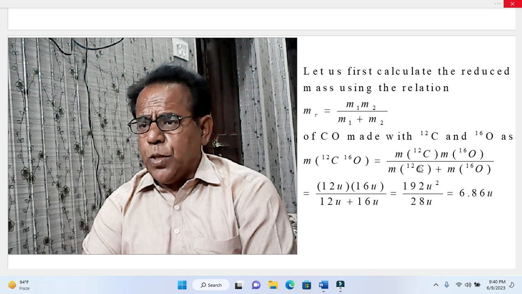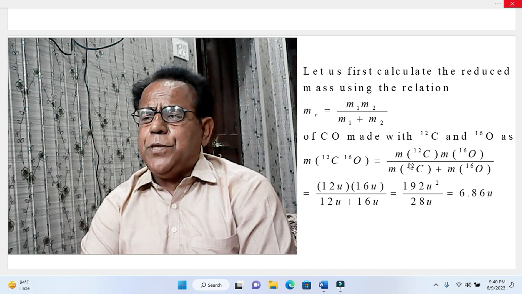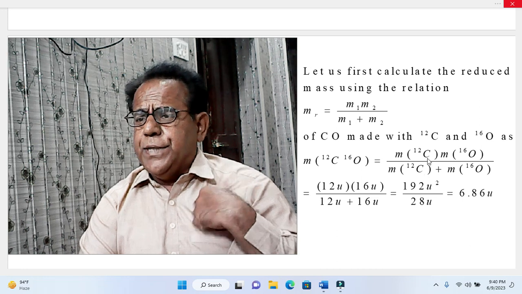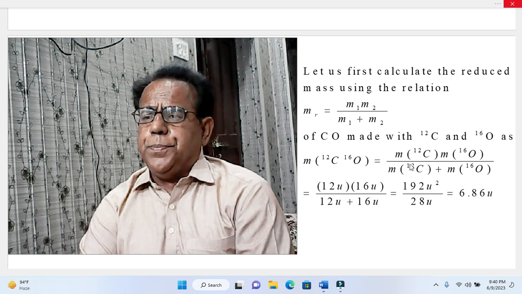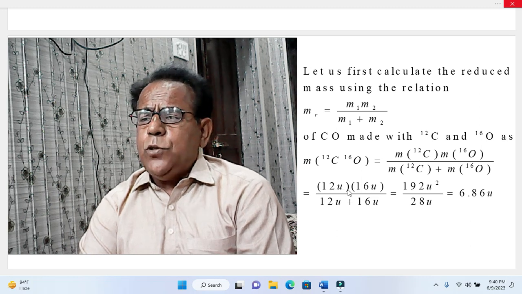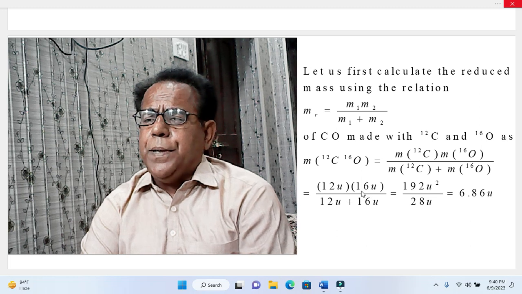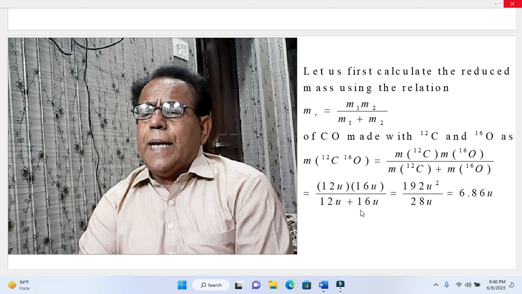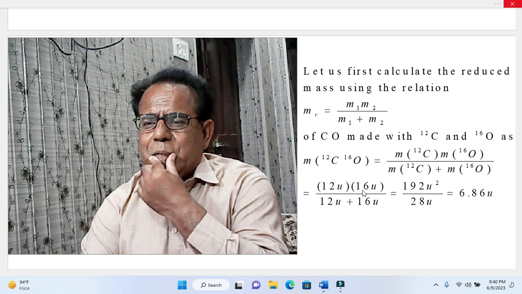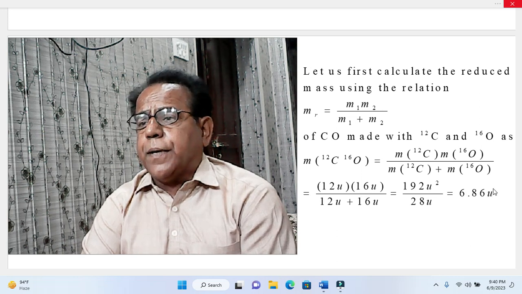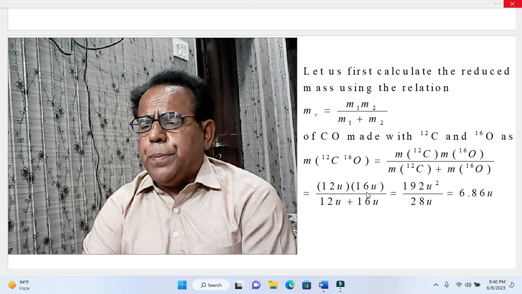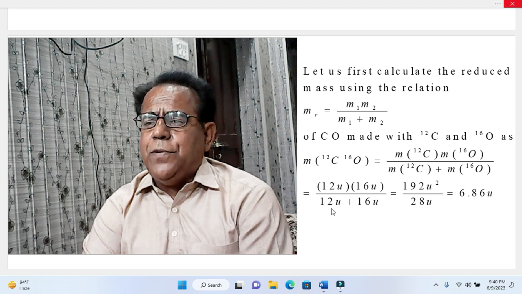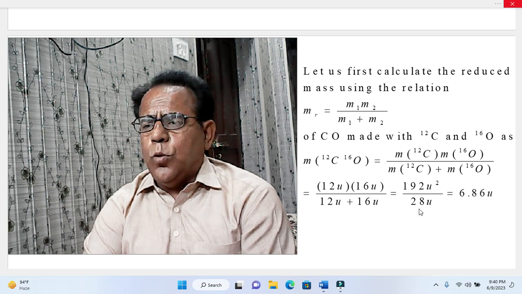So here, same situation, multiplication in the numerator and addition in the denominator, and values of these two have been provided in the statement. So 12u into 16u. Multiplication will come in the numerator and addition in the denominator. So in the next step, when 12 is multiplied with 16, it becomes 192u square, because 12u is multiplied with 16u. So 192u square divided by 16 plus 12 equal to 28, and hence in the denominator 28u.